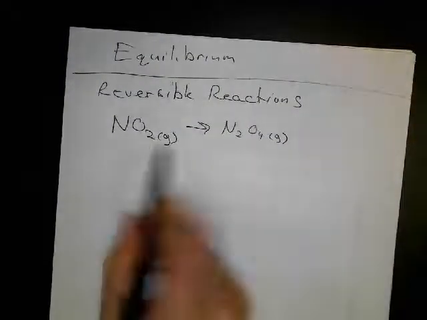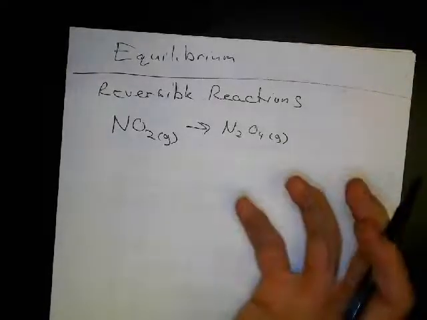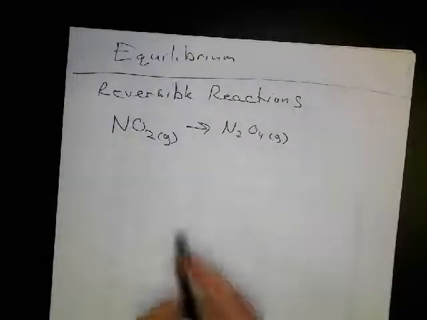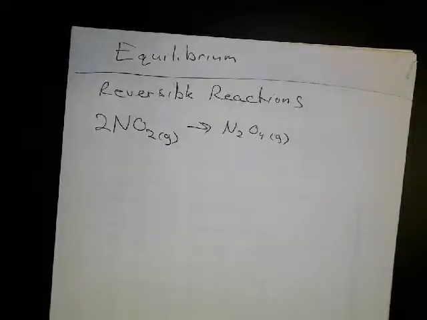And this is the gas in our atmosphere that has that yellowish brown color. It's what smog is largely composed of. It's what gives smog its characteristic color. And if we balance it, it looks something like this.